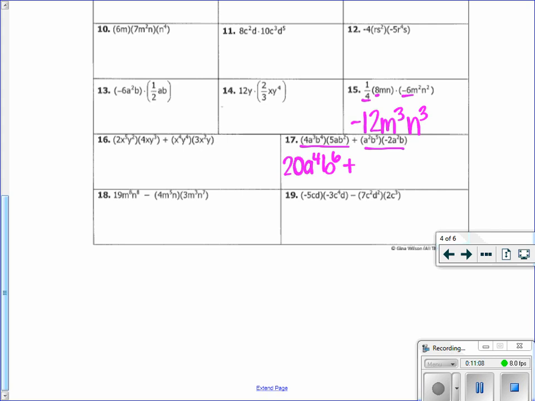There's a 1 times -2, which is -2. What do you get if you multiply the a's? A squared times a squared. How many a's would be written out if we expanded it? 4 of them.